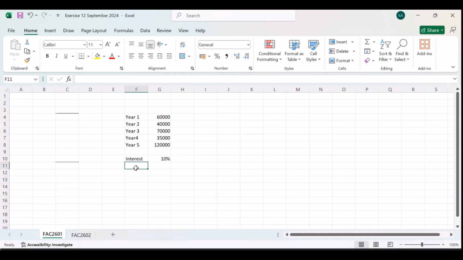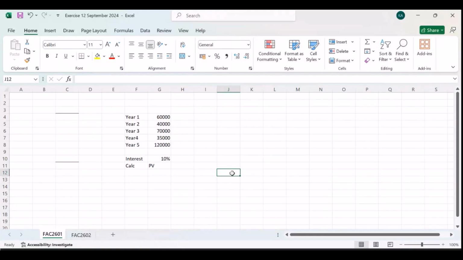Therefore, calculate your present value. Why do you have to calculate the present value? Because remember, today is the 12th of September 2024. You want to find out what the value of your asset is today. That's why we calculate the present value. Present value means the value today, presently, currently.